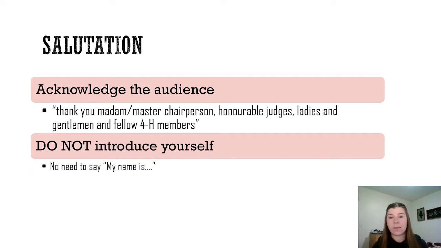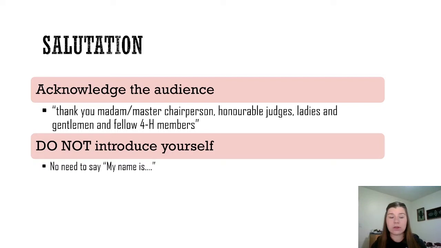It's also very important that you acknowledge and thank your judges. They've also taken time out of their busy schedules to come and listen and judge you, so it's important that you acknowledge them and thank them that they're here. Same with your audience, so all your parents, your grandparents, other friends that have come, as well as your fellow 4-H members.